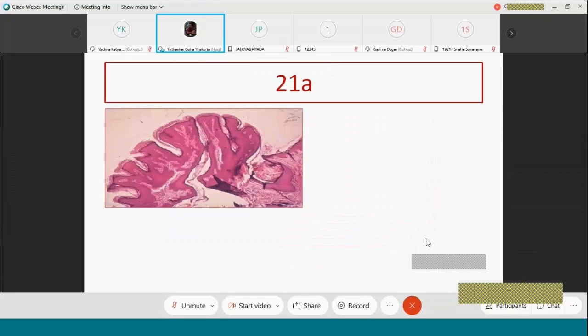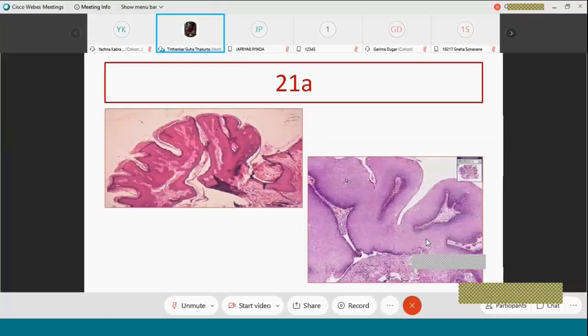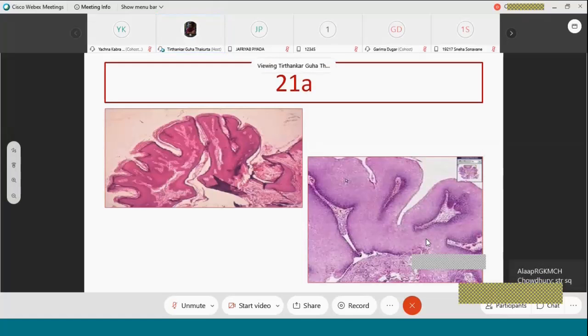Identify the structure or epithelium. What kind of epithelium or structure do these represent? Very good. Stratified squamous. That means whatever it might be, it is a stratified squamous epithelium. At the top of this, you can see there is keratinization. So this is keratinized epithelium. So probably this is skin and not from the mucosa.